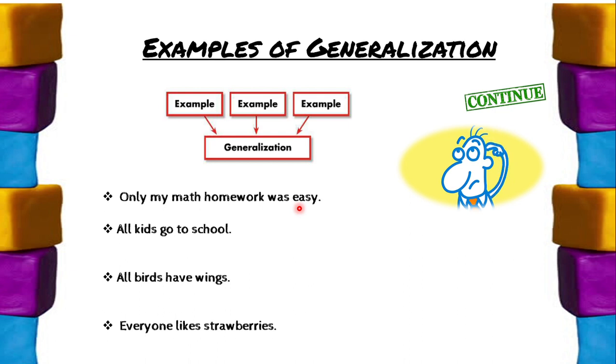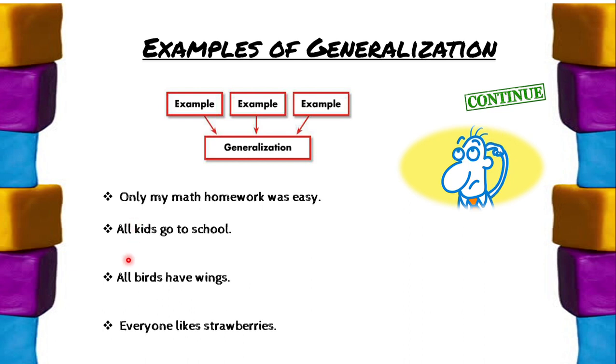All kids go to school. Here, this is the generalization. Let's say, example number 1, Alana went to school. Example number 2, Rana went to school. Example number 3, Mona went to school. So this means the generalization is, all kids go to school. By the way, these are very simple questions, just to refresh you, so that you would remember what generalization is.